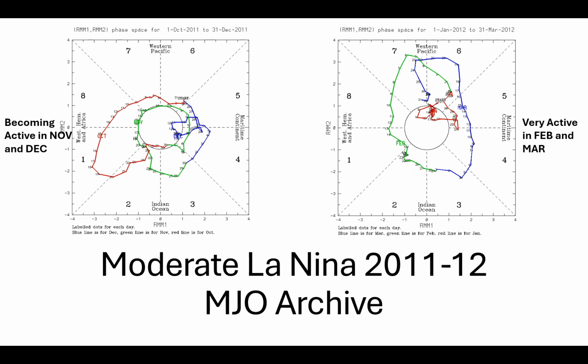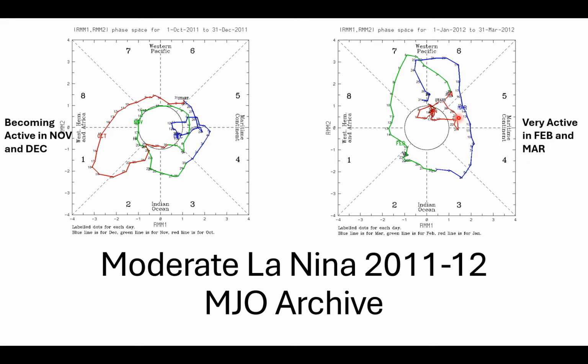All right, moving on now to the moderate La Nina of 2011-2012, that winter season. Look over here in the diagram on the left. Notice this diagram on the left. October was once again very busy, where the MJO was rotating into phases 8 and 1. And then it became active in November and December as well. Remember, this green line is November, so late November, right into early December, it went into more active or stronger phases 3 and 4.